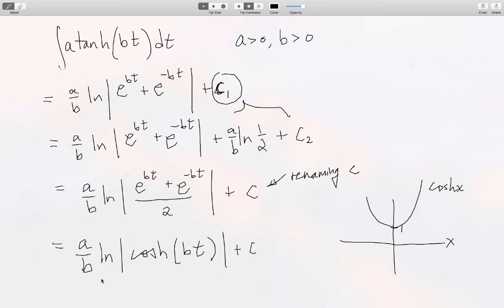So we can actually drop the absolute value. A over b ln hyperbolic cosine of bt plus some arbitrary constant. That's what happens when you integrate a hyperbolic tangent. You get the ln of the hyperbolic cosine. So now I can use that to integrate the velocity. So let's finally do that.